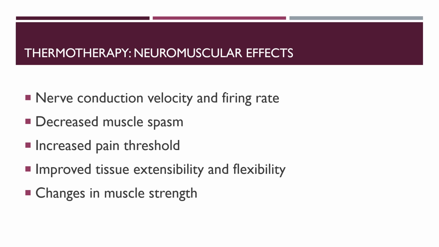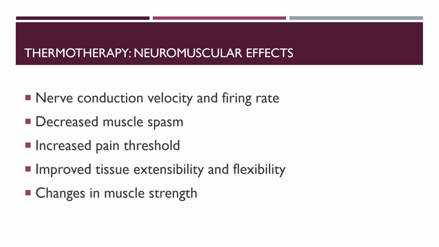Now we're going on to the neuromuscular effects. We've talked a little bit about this with our cryotherapy as far as nerve conduction velocity and firing rate. So with cryotherapy, we saw a decrease in nerve conduction velocity, but with thermotherapy, we're actually going to see an increase in the speed at which nerves transmit signals and affect the firing rate. So you're going to see increased motor neuron response with the effect of thermotherapy.